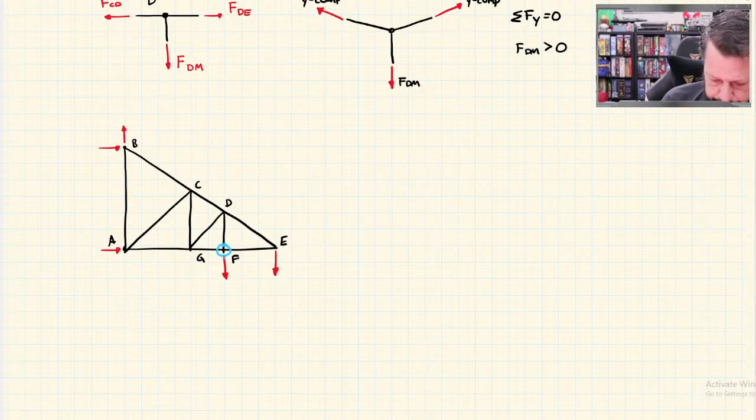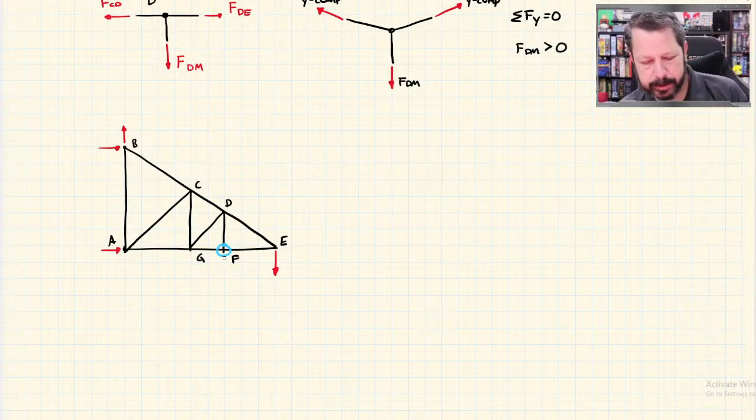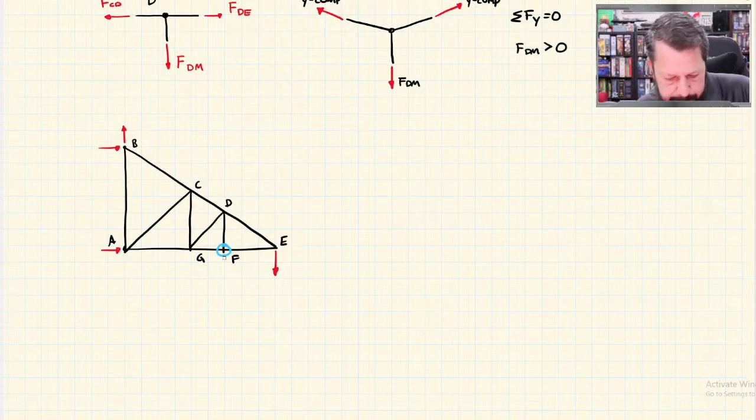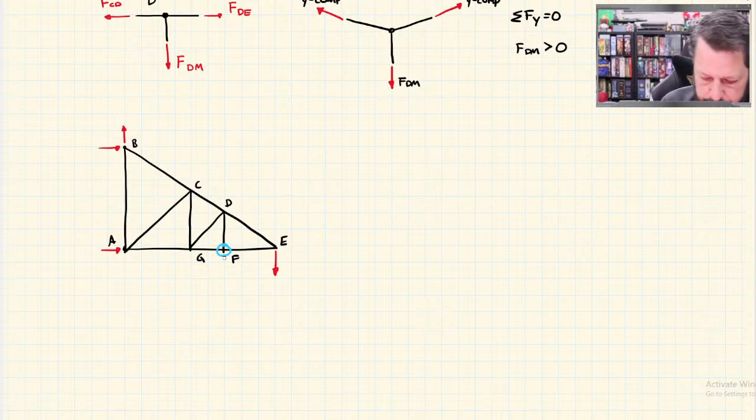You know what? Let's actually take this force off. To prove this point, let's take that force off, otherwise it won't do anything. So we've got our 3 members here. At F, 2 of them are collinear. Now that I erased it, there's no external force at F.